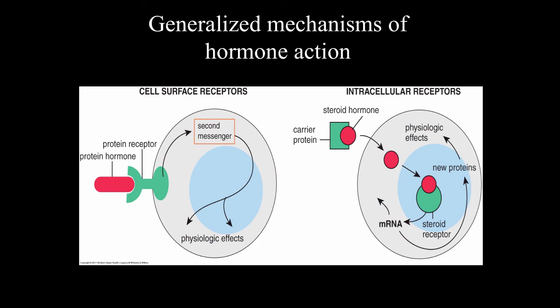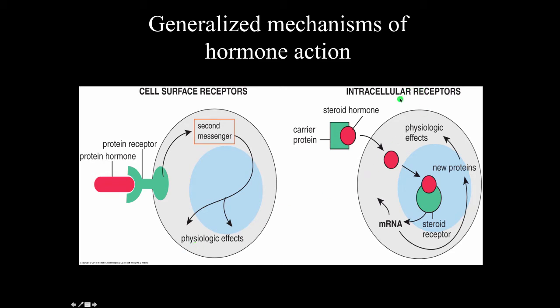This is just a generalized mechanism of hormone action, showing, for example, a cell surface receptor, so a protein hormone, the receptor binds hormone. This will then stimulate some type of intracellular activity. So perhaps it would be a G protein coupled receptor, might stimulate a second messenger like cyclic AMP that would then affect gene transcription, and you'd get various physiologic effects.